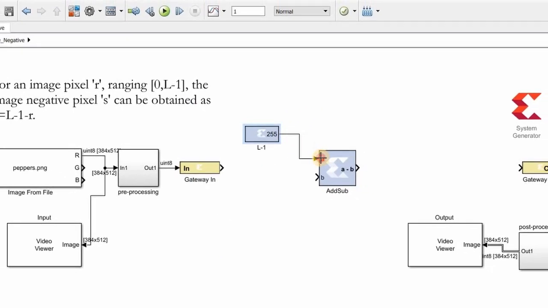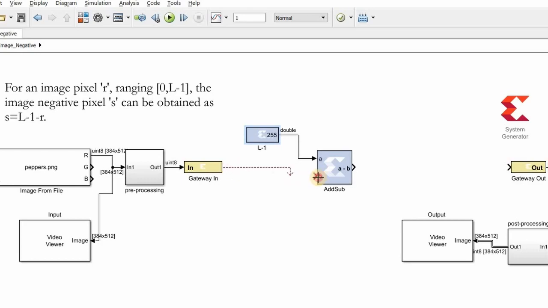And now this is connected to A, and this is from R. So this is to B, and the output is S, and to the gateway out block.